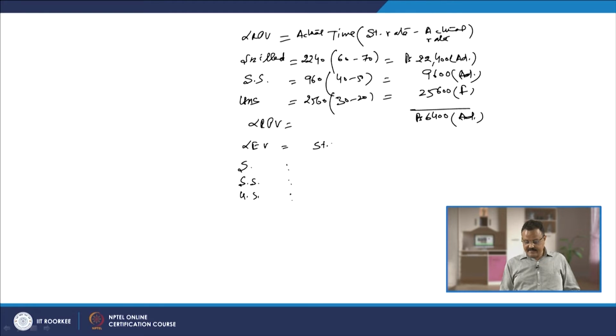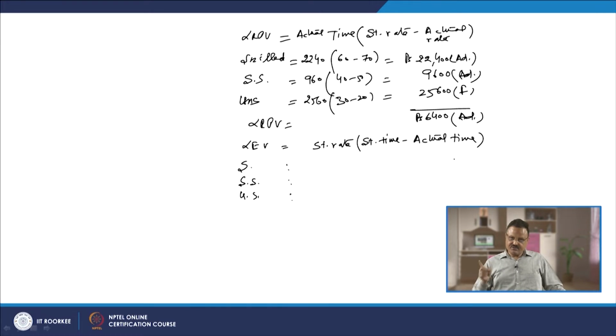The formula is standard rate into standard time minus actual time. As I told you in the previous class, if you want to calculate the labor rate of pay variance, the rate will go inside the bracket and time will come out. If you want to find out the efficiency, it is measured in terms of the time taken by the labor. So, that time will go inside the bracket and the standard rate will come outside. The rate will be standard, not actual, and you will be multiplying this time difference between standard and actual by the rate.